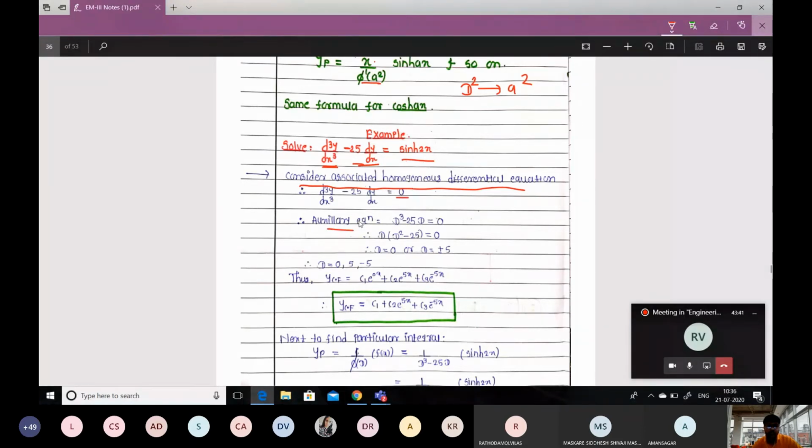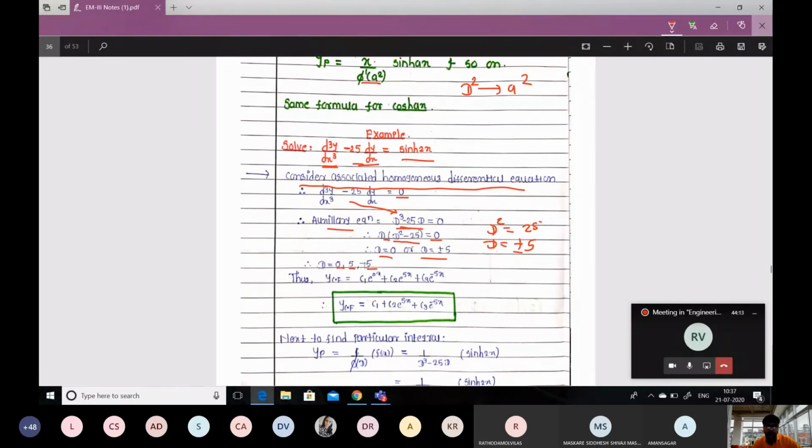So the auxiliary equation is what? D cube minus 25d equal to 0, corresponding to this. I just want to find the roots, so I'm taking d common. So d times (d square minus 25) equal to 0, and equating to 0 separately, we get d equal to 0 or d equal to square root of 25. That is d square is equal to 25, and that gives us d equal to plus minus 5. So we get d equal to 0, 5 and minus 5 as the roots.